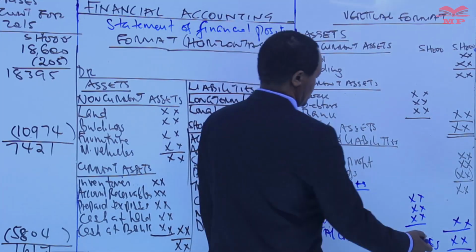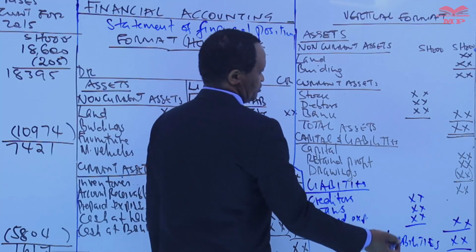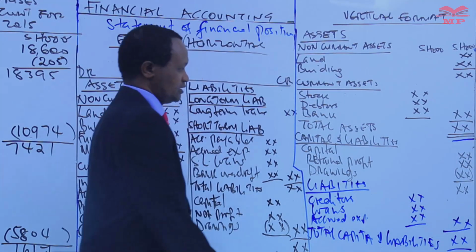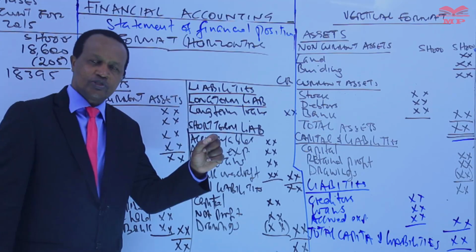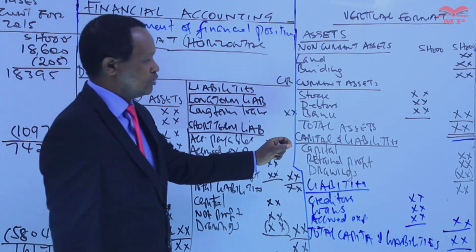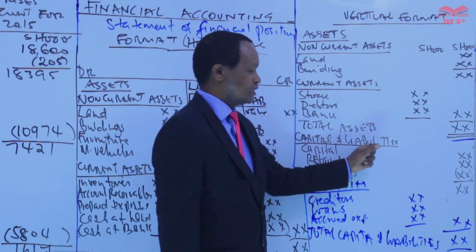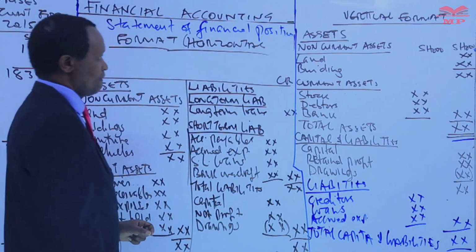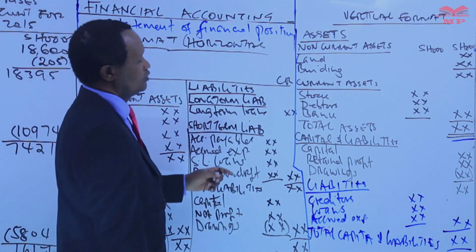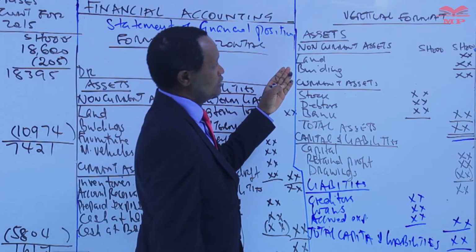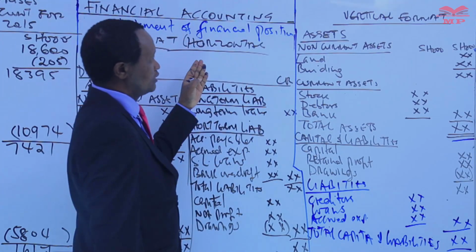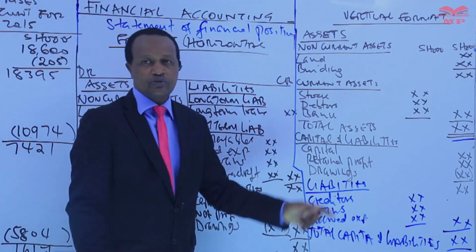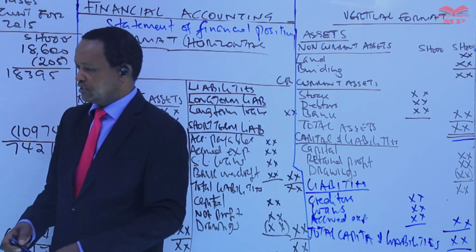So the total capital and liabilities must always be equal to the total assets. Balance sheet equation: assets equal capital and liabilities. A is equal to C plus L. So that's the format for the statement of financial position, both vertical format and horizontal format. Is that clear, candidates?